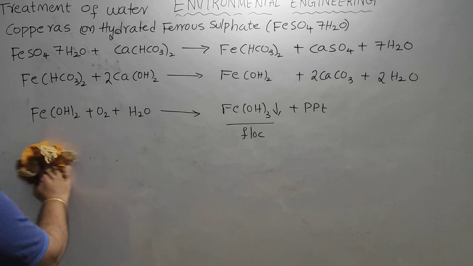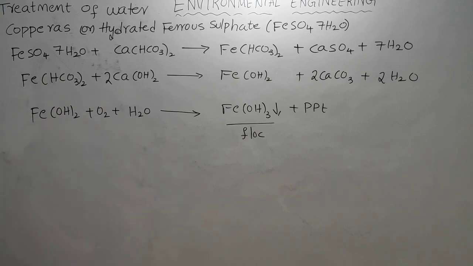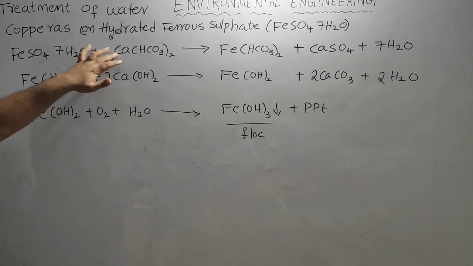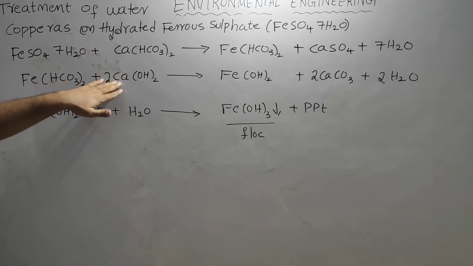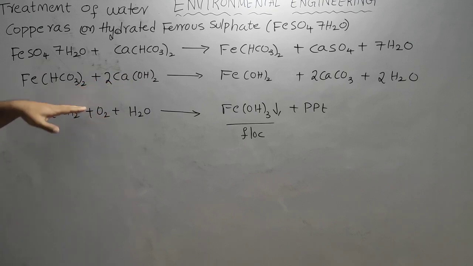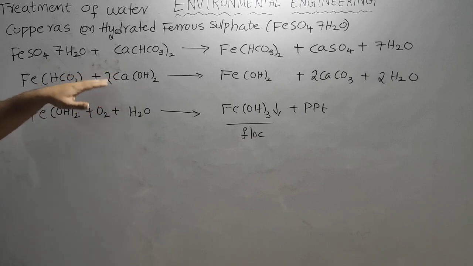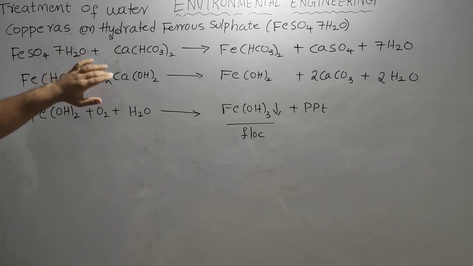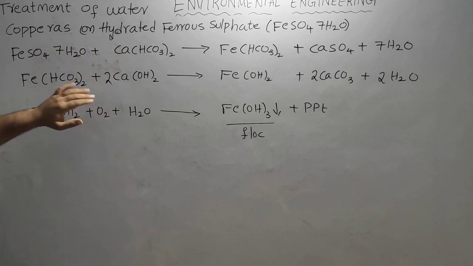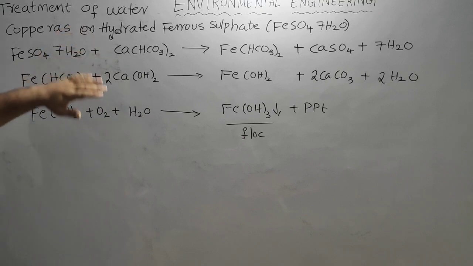If you add bicarbonate, then in the second step we need to add hydrated lime also. If you are adding hydrated lime directly, then it is not needed to write this equation. These two equations will come, whether we add hydrated lime directly or add bicarbonate. If you add bicarbonate in the second step and hydrated lime in the third step, you need to add oxygen and H2O. So remembering this many equations is not that easy.